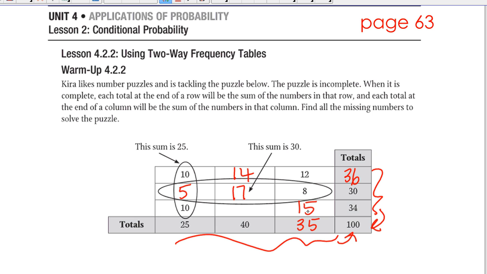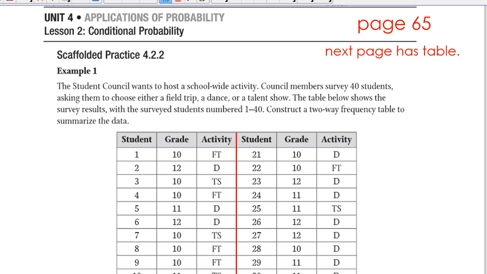10 plus 15 is 25. I need 9 more to get to 34. You could also say 14 and 17 is 31, so I need 9 more to get to 40. Okay, so we're just going to kind of manipulate that type of data today and then bring in conditional probability as well.